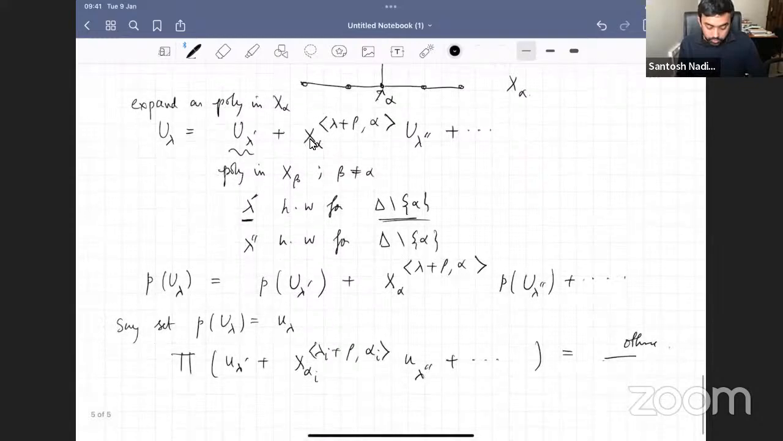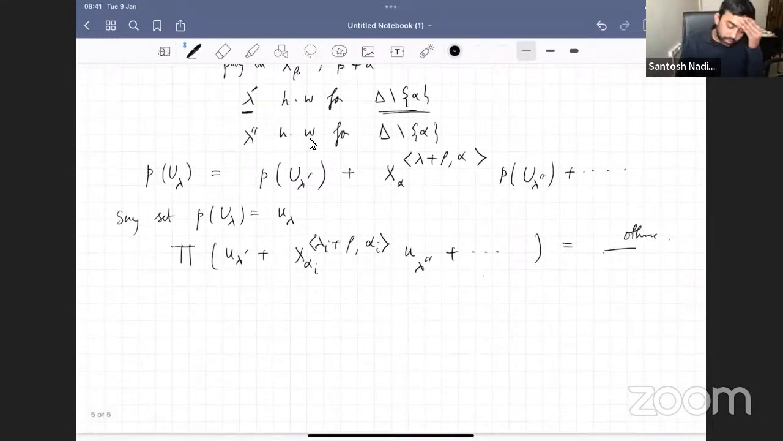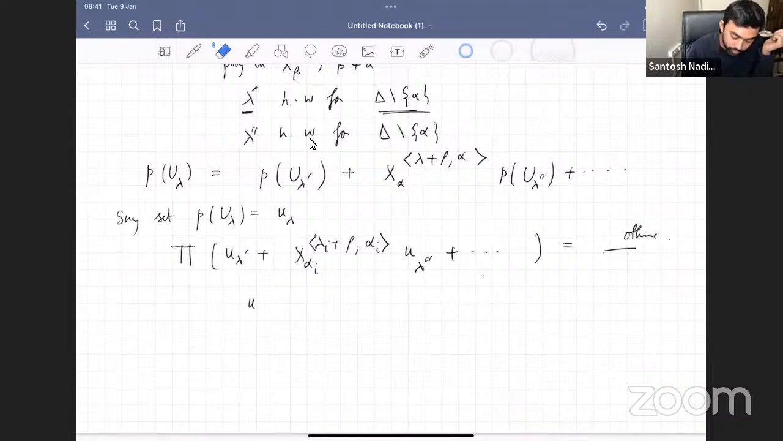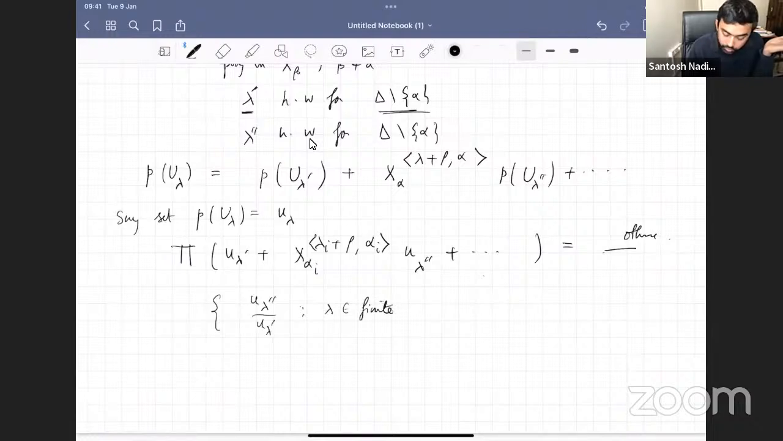Now, in Rajan's case, it turned out that if you look at sums of the form, summation over the terms U lambda double prime by U lambda prime, with lambda ranging over some finite set in T, then this is linearly independent.